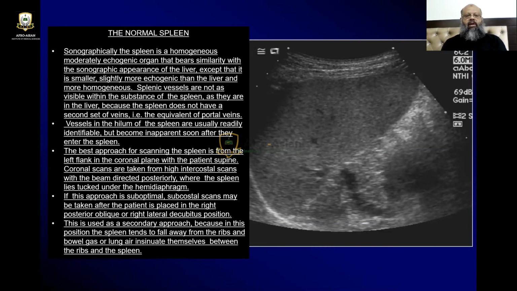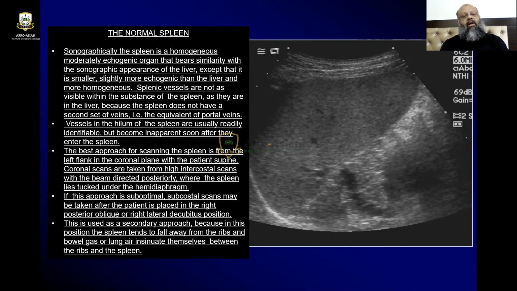Splenic vessels are not as visible within the substance of the spleen as it is hyperechoic, and its echo texture is different from that of the liver because the spleen does not have a second set of veins that is equivalent to portal veins. That is another reason. We know that the portal vein walls are echogenic and are more prominent.